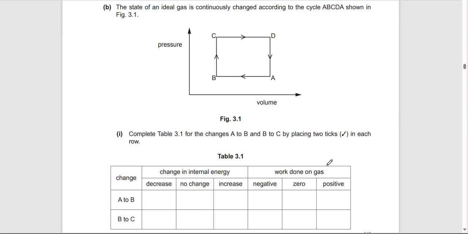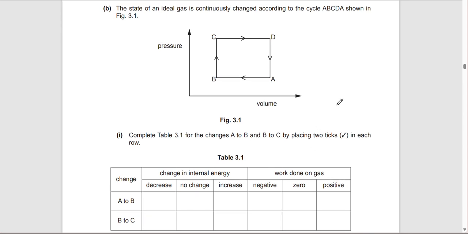B. The state of an ideal gas is continuously changed according to the cycle A, B, C, D shown in Fig 3.1. Okay, so it's saying complete Table 3.1 for the changes A to B and B to C by placing two ticks in each row. Okay, so the best way to think about this is we have the equation, right?